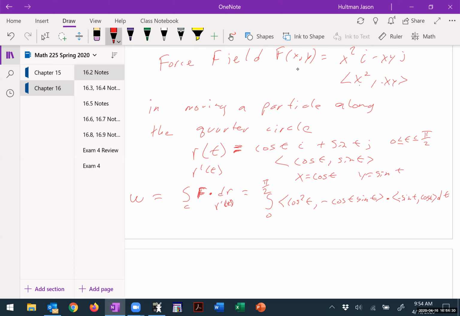And now what are we going to do? We're going to do a dot product on this. Remember how to do the dot product? We multiply and add. So this becomes negative cosine squared t sine t plus negative, oh, look at that, it's negative cosine squared t sine t. Again, dt.